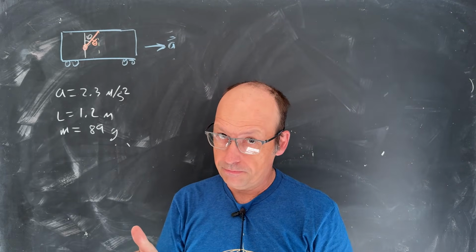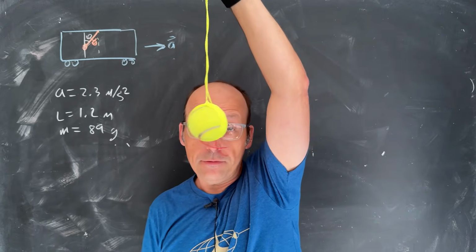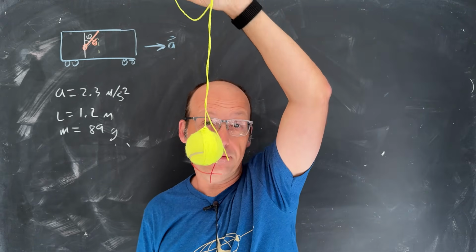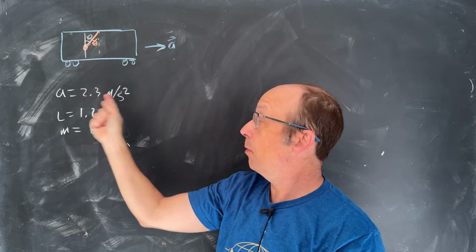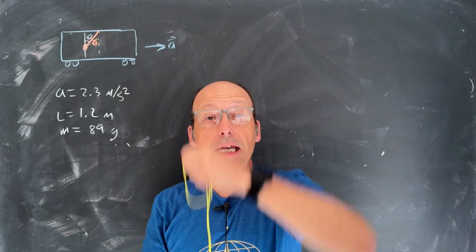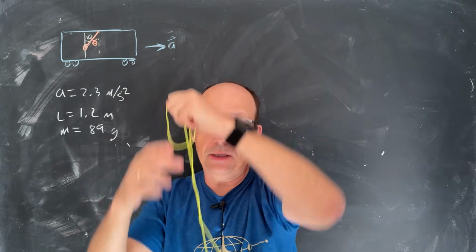Physics problem. I have a train car with a ball hanging from a string like that. And the train car is accelerating this way at 2.3 meters per second squared. And suppose that the ball is not swinging but stationary and it pulls back a little bit. Let me show you how that works.